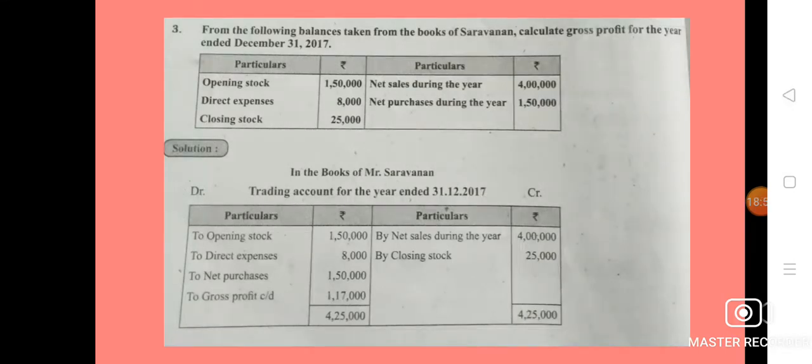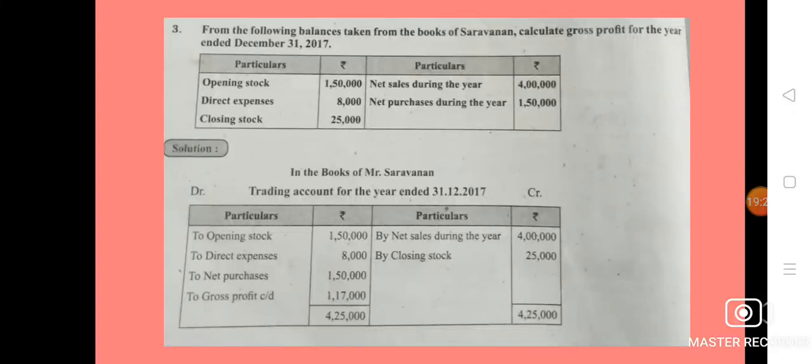Net purchases 1,50,000. So all the entries, all the items will appear in the debit and credit side will be entered. At the same time evaluate for both sides. So when we calculate, credit side is showing the highest value 4,25,000, but the debit side will be showing the lowest value. So highest value 4,25,000, the same value represents for both sides, debit and credit side. 4,25,000 on the debit side, then 4,25,000 on the credit side.